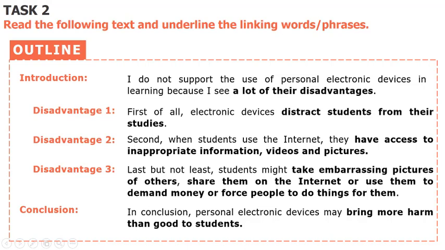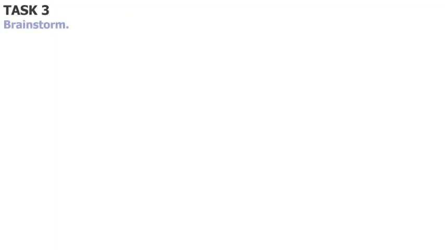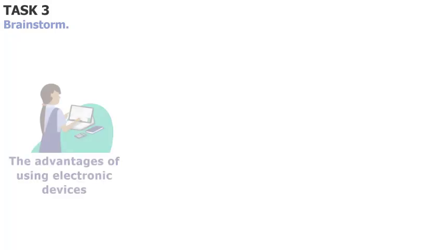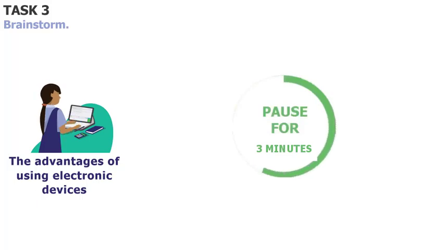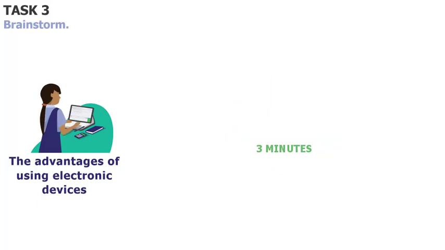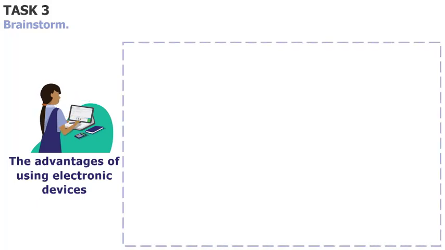After identifying the linking words and phrases and analyzing the outline, we move on to task 3. Brainstorm the ideas for the topic. Write a paragraph from 120 to 150 words about the advantages of using electronic devices in learning. Now, 3 minutes for you to brainstorm the ideas. Have you finished? I will give you some suggestions regarding the advantages of using electronic devices in learning.